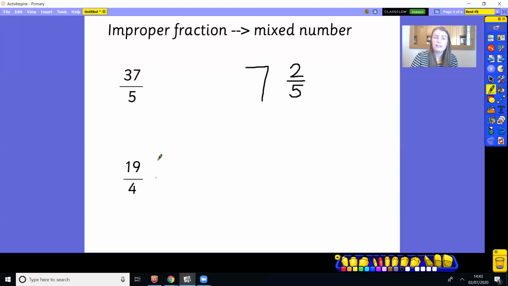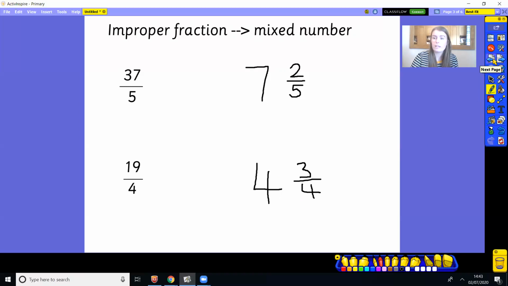Now this one here, 19/4, I know that I can fit 4 whole 4s into 19. So my whole number will be 4. And I would have 3 left over, so my numerator would be 3. My denominator would stay the same, and it would be 4. So 19/4 is the same as 4 3/4.